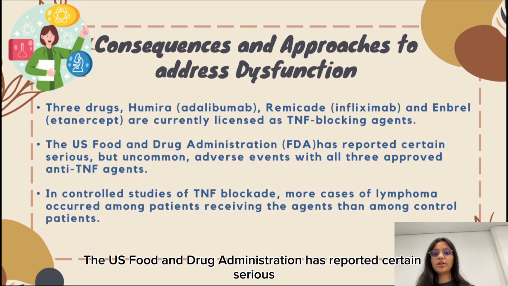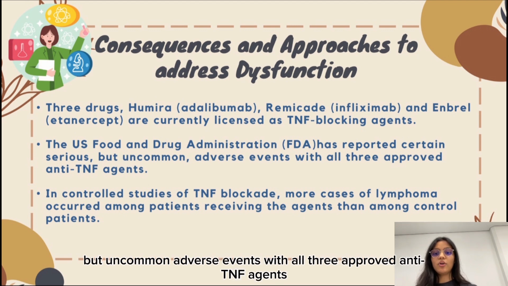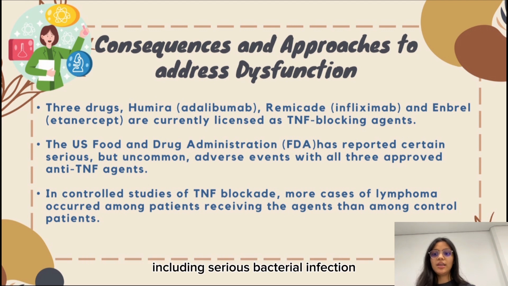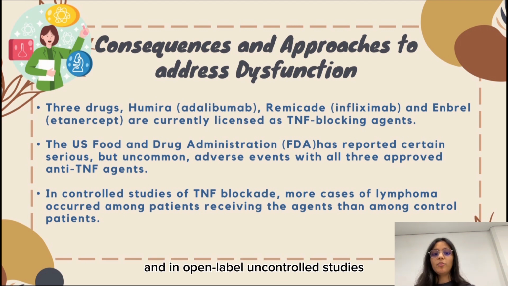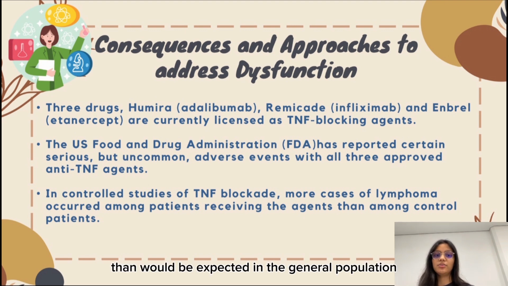The US Food and Drug Administration has reported certain serious but uncommon adverse events with all 3 approved anti-TNF agents, including serious bacterial infection, tuberculosis, certain opportunistic infections, demyelinating syndromes, and systemic lupus erythematosus-like reactions. In controlled studies of TNF blockade, more cases of lymphoma occurred among patients receiving the agents than among control patients. And in open-label uncontrolled studies, the rate of malignancies in the treatment group was several times higher than would be expected in the general population.